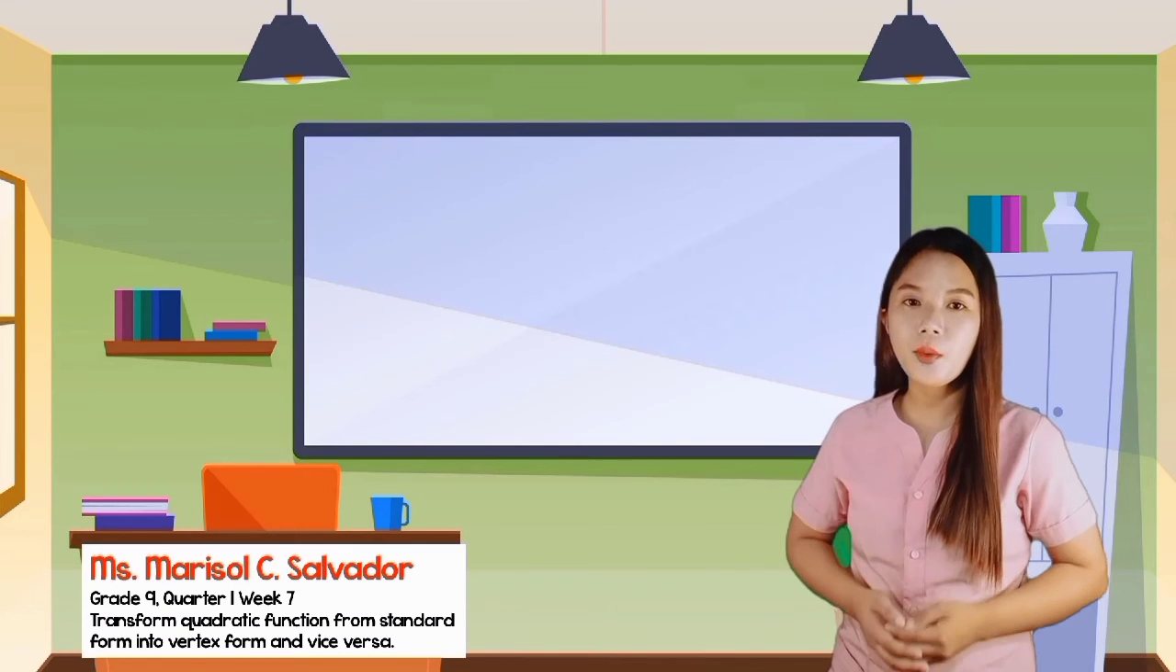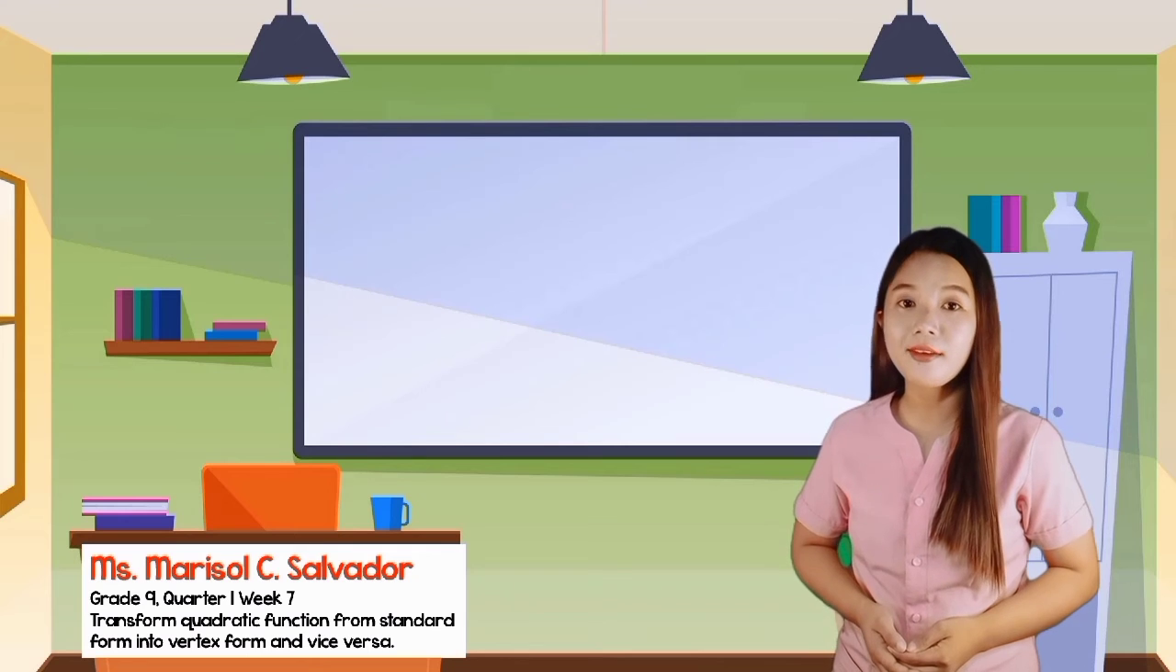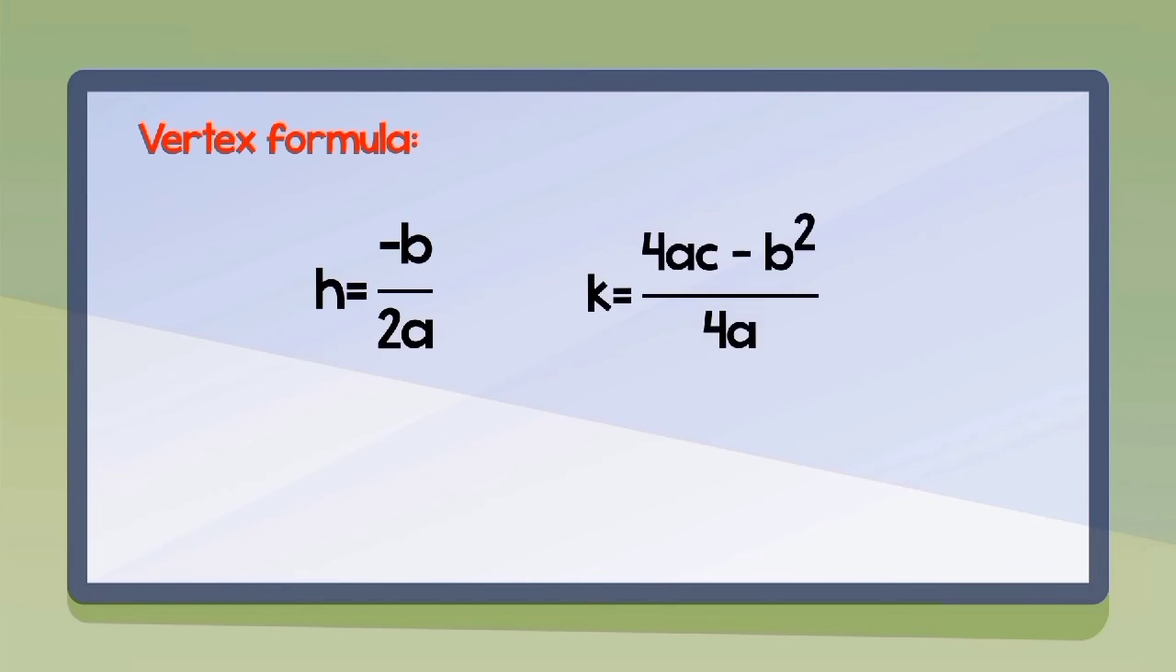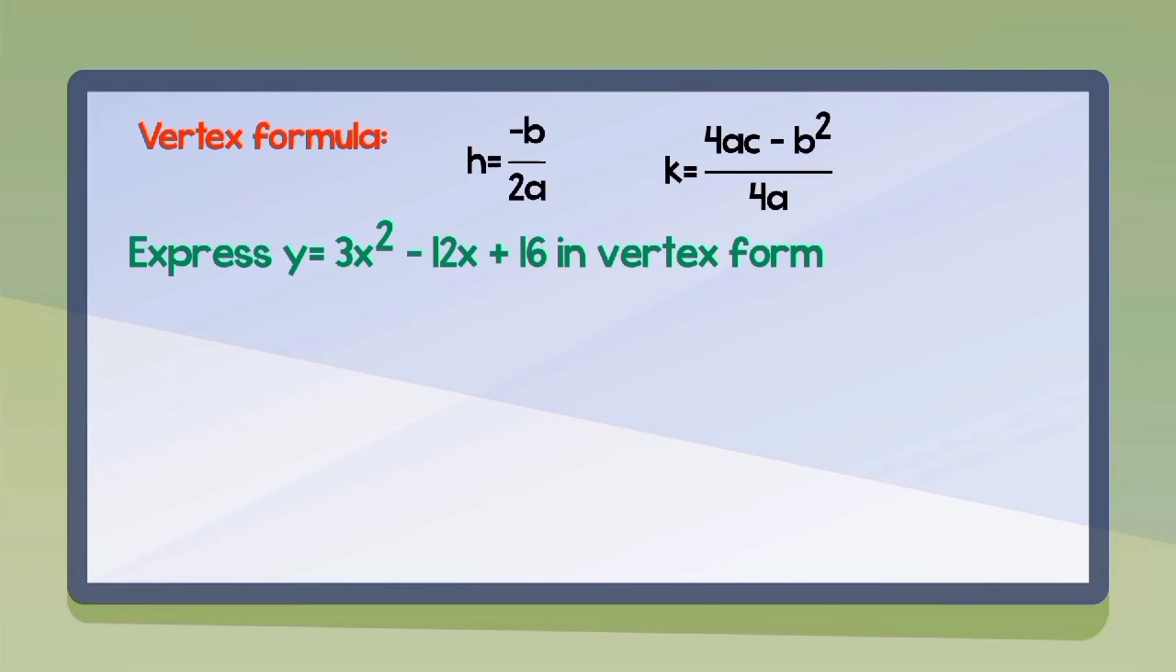There is also another way of finding the vertex of our quadratic function, that is, using the formula. So we have the vertex formula here, where h is equal to -b over 2a and k equals 4ac minus b squared over 4a. Let's apply these formulas. Let's try to express y equals 3x squared minus 12x plus 16 in vertex form. First, we need to find the values of our a, b, and c. So our a is 3, b is -12, and c is 16.